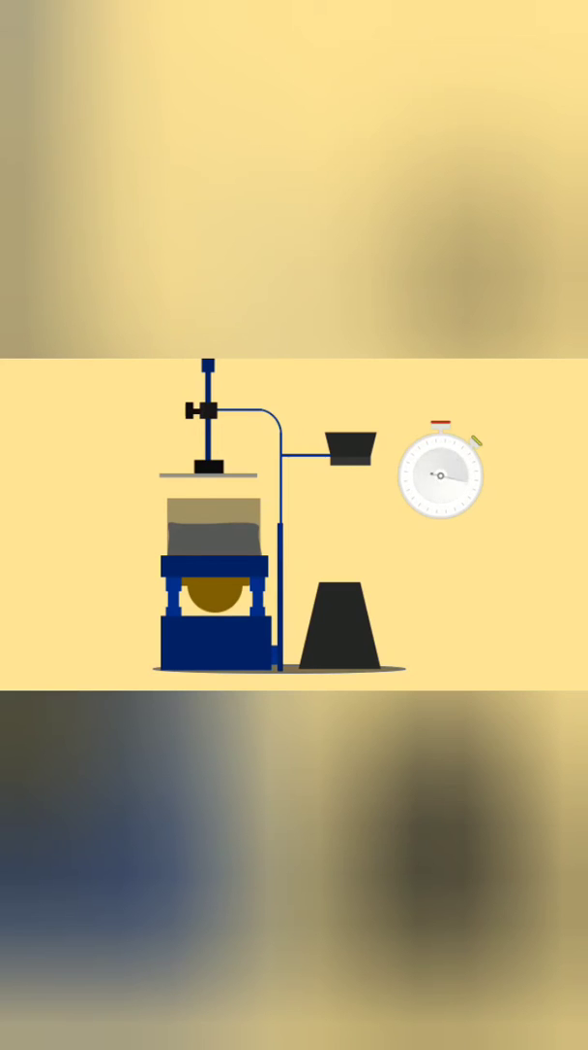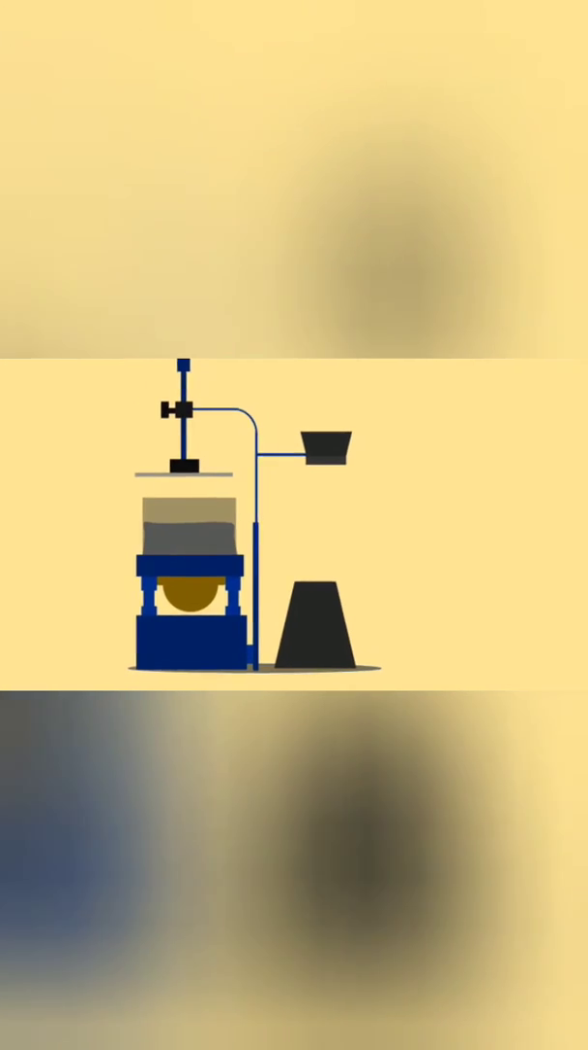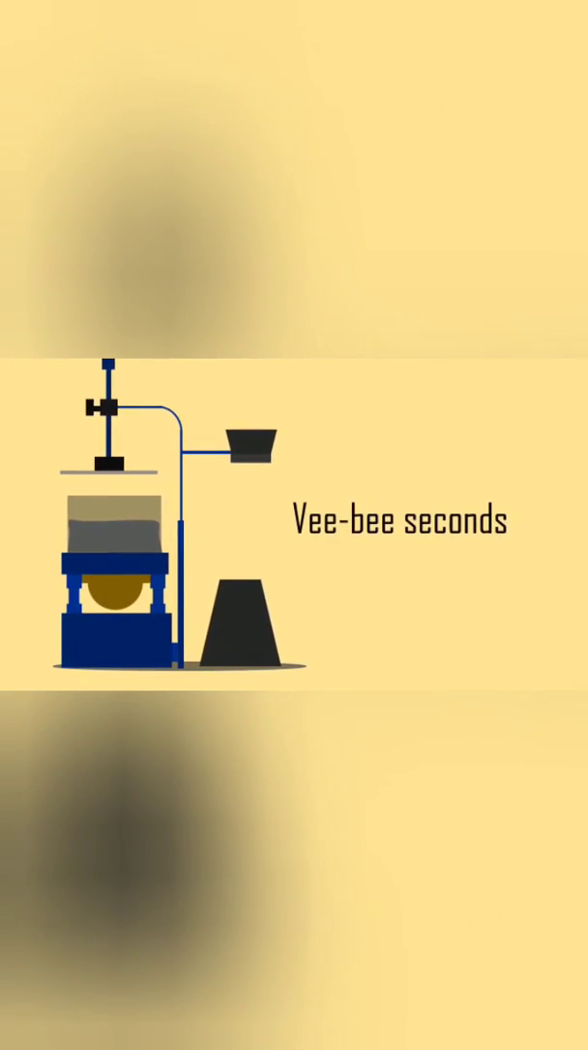Continue the vibration until the concrete is remolded and the surface of the concrete becomes horizontal. Stop the vibration and the stopwatch. The time on the stopwatch denotes the workability of concrete. The time is expressed in VB seconds.